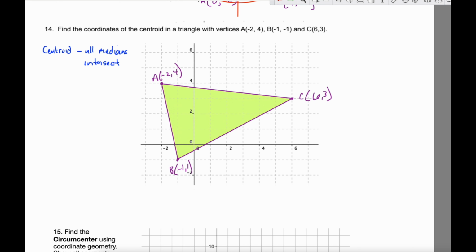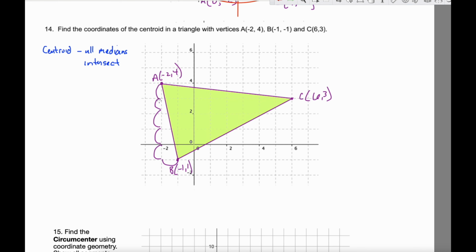Now, we got to find medians. So a median goes from the midpoint of a side to the opposite vertex. Tell you what, let's do a couple. Let's do 1 or 2 visual, and then maybe do the formula. So from A to B, we are dropping 1, 2, 3, 4, 5 units, and we're going over 1 unit. So let's take half of that. What's half of 5? Half of 5 is 2.5.